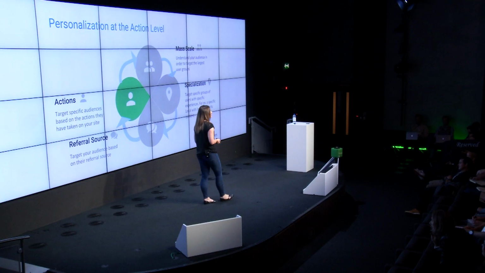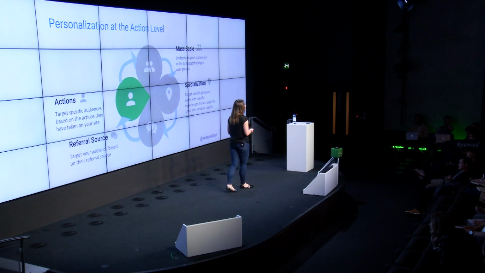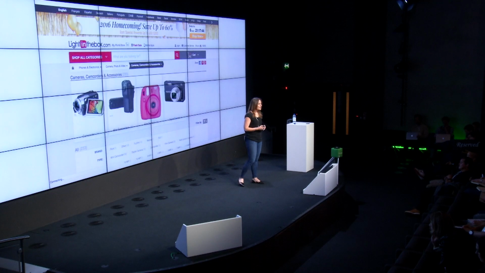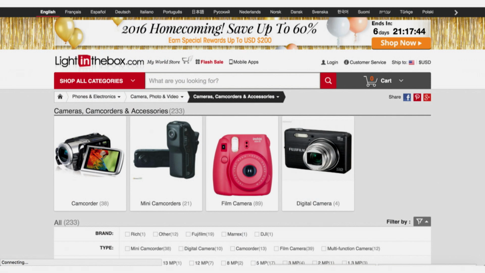Our last step of the personalization maturity model is actions. We want to target people one-to-one based on the actions that they have taken on our site. So here we have a website called Light in the Box. It's an online e-commerce website. And I've gone to the site, and I've searched for digital cameras. I'm showing my intent that I'm interested in digital cameras. I might have even added one to my cart, but I haven't checked out yet.